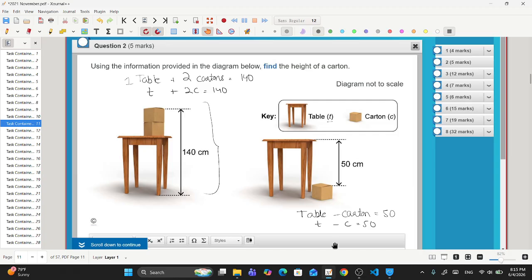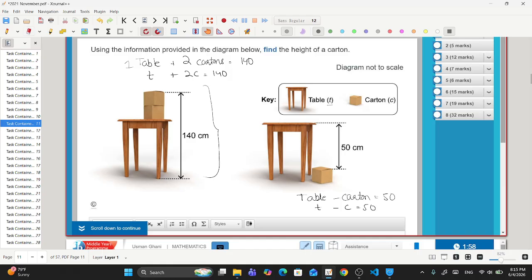Now this should be well understood by the majority of the students who are able to score 6 or 7, that this question is of simultaneous equations, right? So I can say T + 2C = 140, this is equation 1. T - C = 50. Now we have to find the height of carton, which means that we have to find the value of C. In order to find the value of C, we'll have to eliminate T.